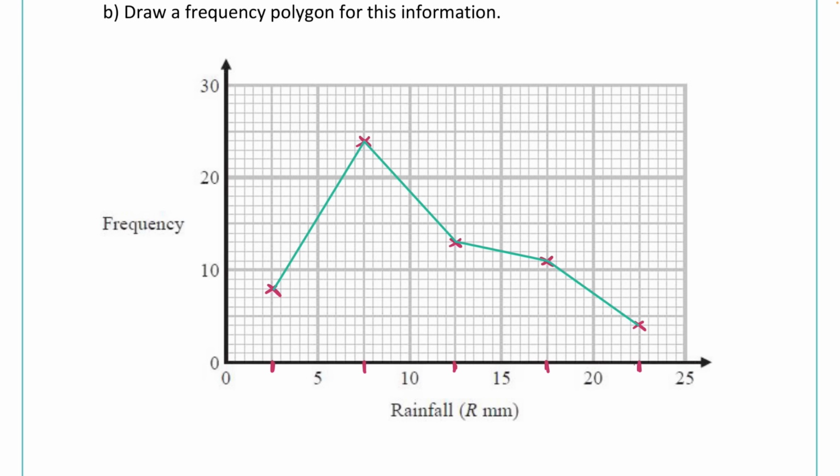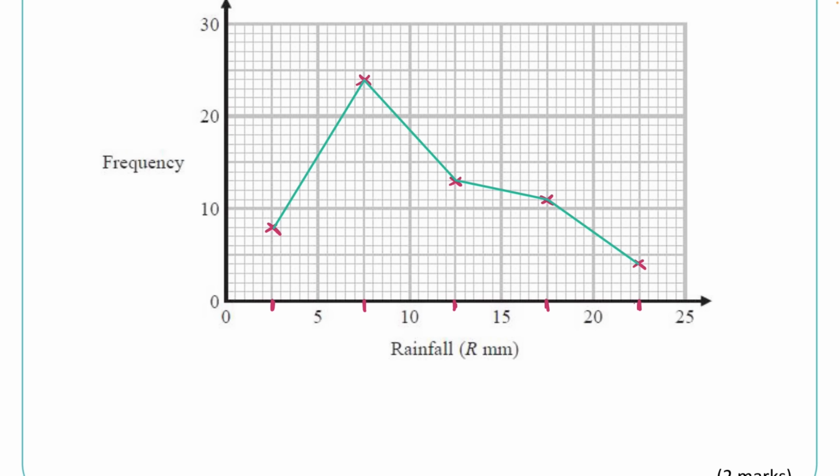You don't need to join it up down the bottom. You don't need to join it up to the origin. You just need to join it up from the first point to the last point, moving left to right. Really nice. Just make sure you remember to plot them on the midpoints.